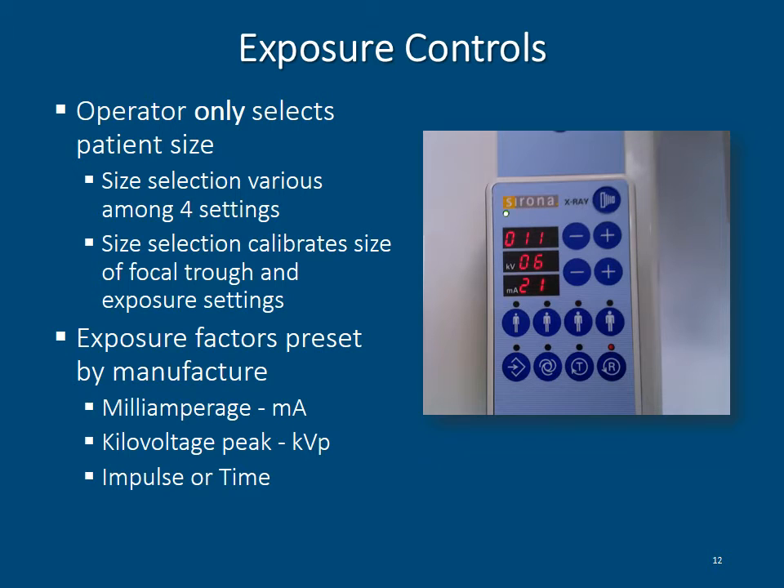The exposure controls are determined by the patient size selection, which also determines the size of the focal troughs. Size selection varies among the 4 settings. We have to look at these preset measurements as determined by the manufacturer for what we call milliamperage, kVp, and time. When we select a patient's size and it determines the size of the patient's focal trough, it also will calibrate to these specific measurements, the mA, the kVp, and the time needed to create the best exposure.